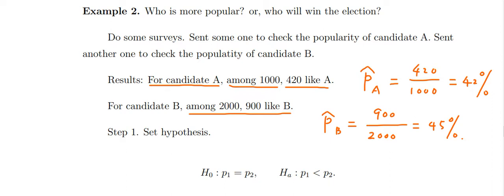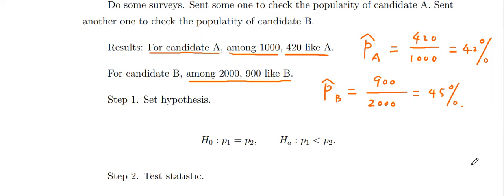So we convert such a problem into a testing problem. H0 is P1 equals P2, quite the same, not so different in popularity. And HA is P2 larger than P1. Here P1 means PA and P2 means PB, so P1 less than P2 means candidate B is more popular. So this is a two-sample problem.